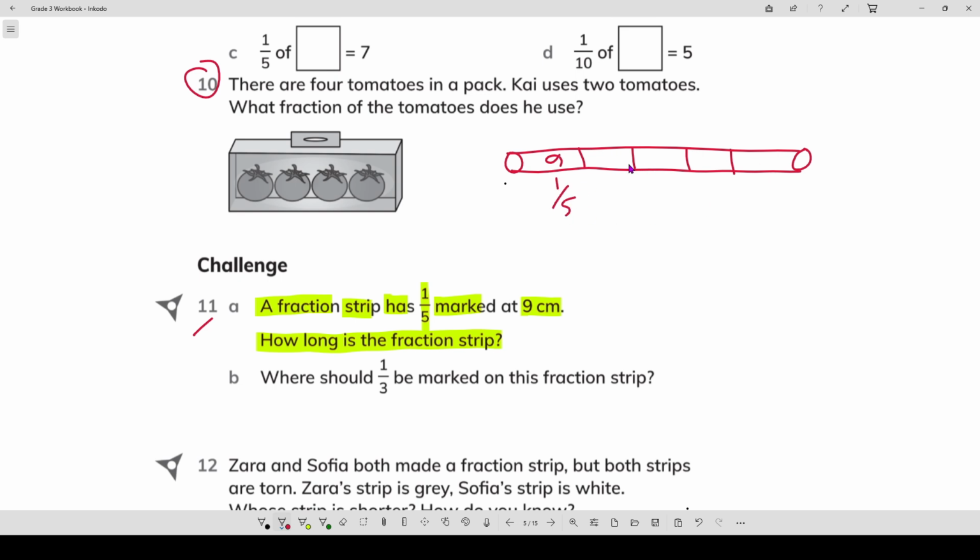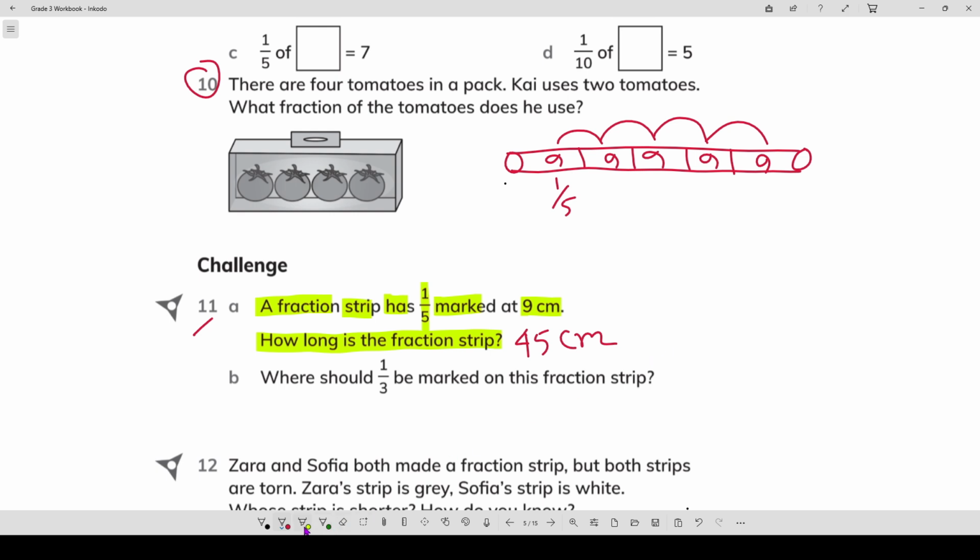So it's a very simple thing. Here is a 9, 9, 9, 9. So 9 plus 9 is 18, 27, 36 and 45. So how long is the fraction stripe? It's 45 centimeters. But how can we calculate this one?